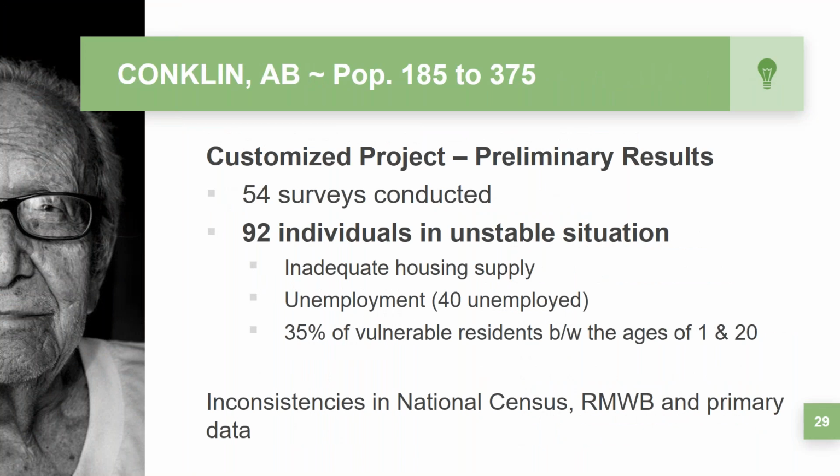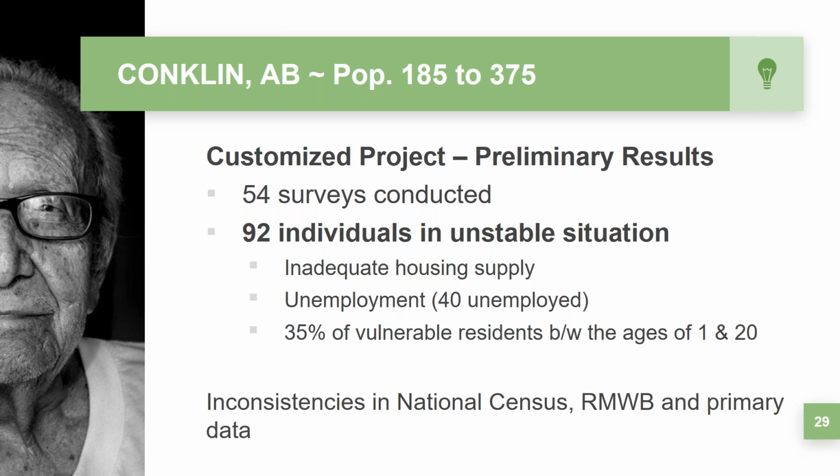So Conklin was a customized project. In the summer of 2018, Conklin, a small community near Fort McMurray, wanted to address housing issues. But in order to address housing issues, they wanted to gather some data. So they approached us, they looked at the guide, and they said, our community is very different. We don't have permanent service agencies in our community. The guide does not really apply. What can we do? So we helped them customize the survey and the steps of the guide as well. Essentially, it's a living document. You can use that as a starting point, but you can modify things.